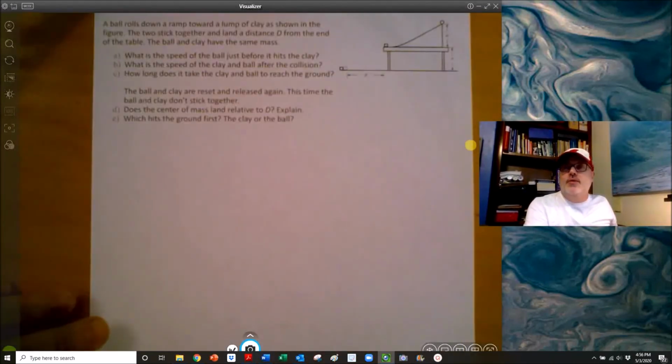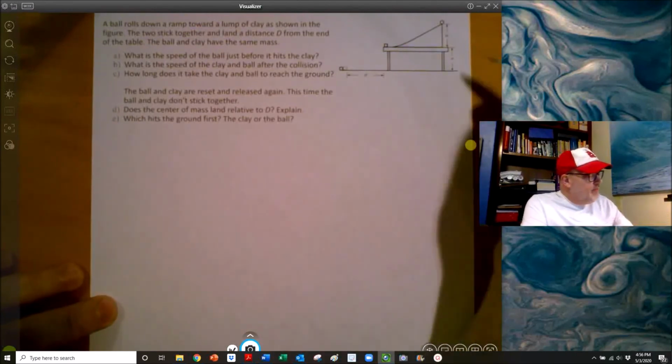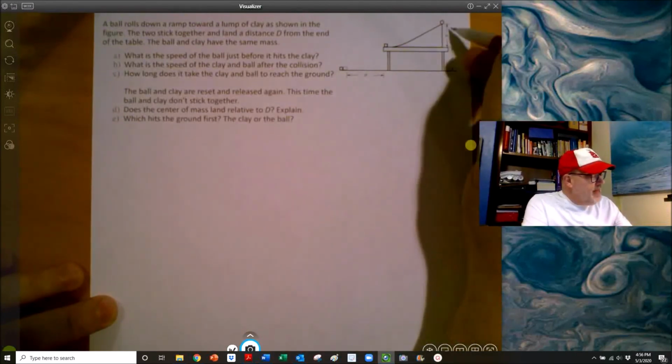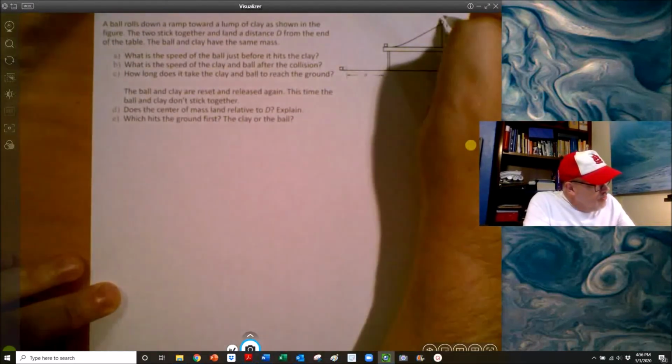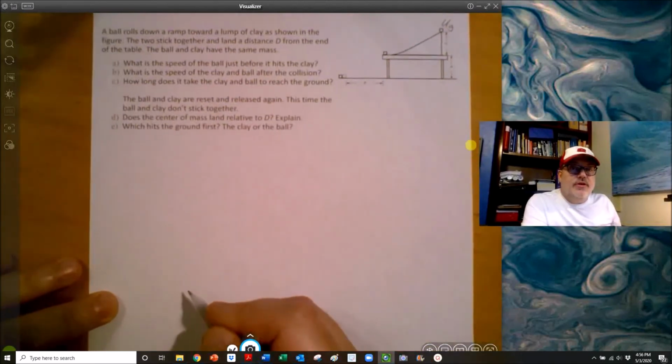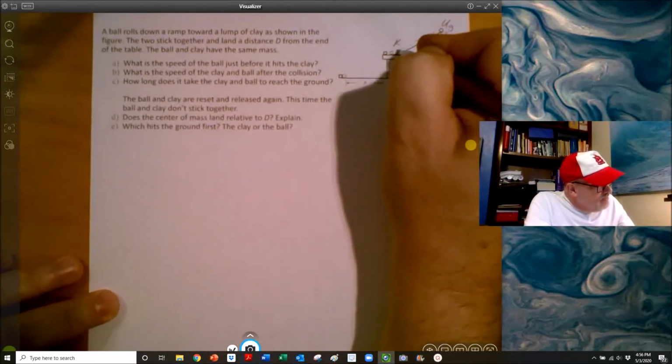For our final problem, we have a ball that rolls down a ramp towards a lump of clay. As shown in the figure, the two stick together and land a distance d from the edge of the table. The ball and the clay have the same mass, and they gave us this height h here and this height h here. All right, so this one's going to turn gravitational potential energy, and then when it gets down here, it's going to have kinetic energy when it gets down to the bottom.